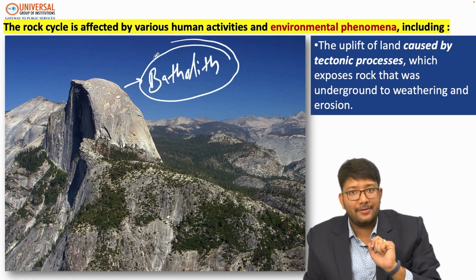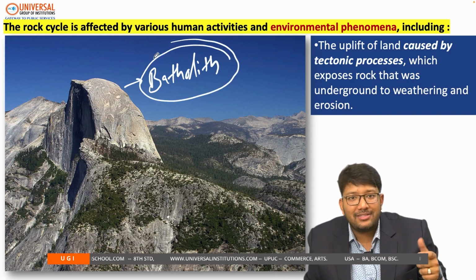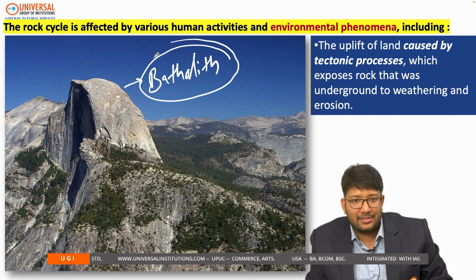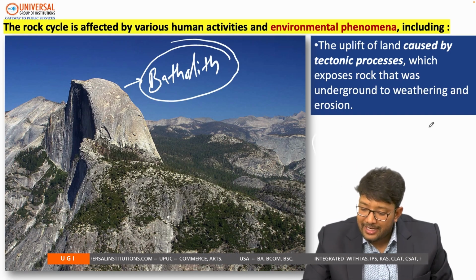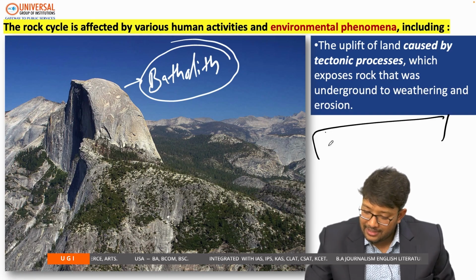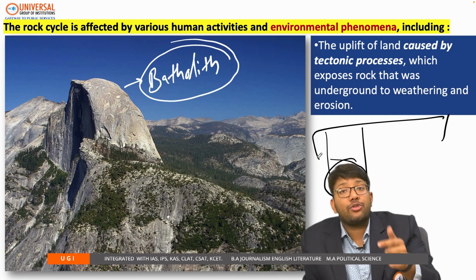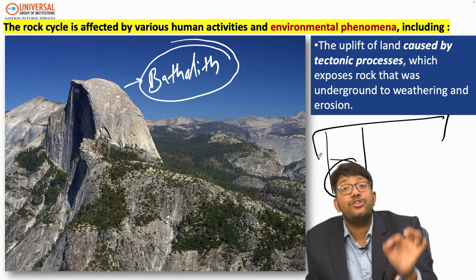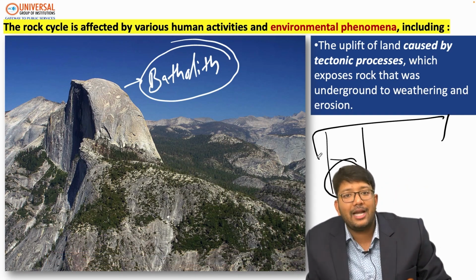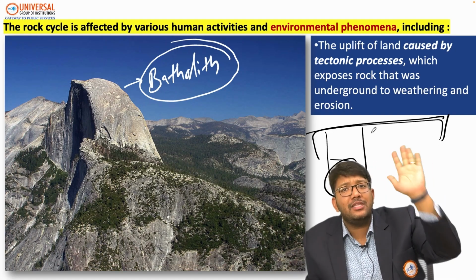This is a batholith example. Now if you have watched my video previously, you might know what a batholith is. A batholith is in the depth, like if this is the surface, it is deep below. Batholiths are an example of intrusive volcanic landforms. Remember that. It means these batholiths are formed deep within the earth.